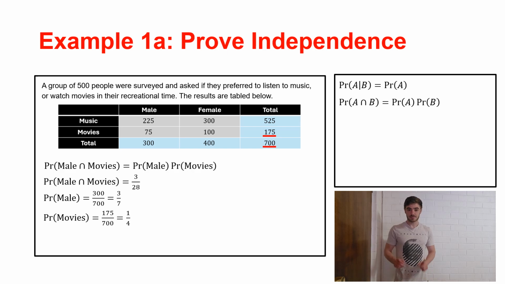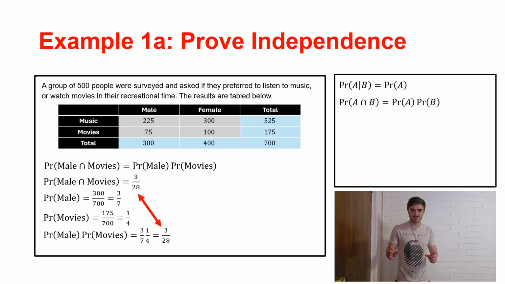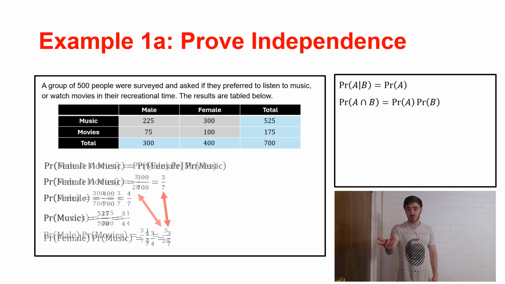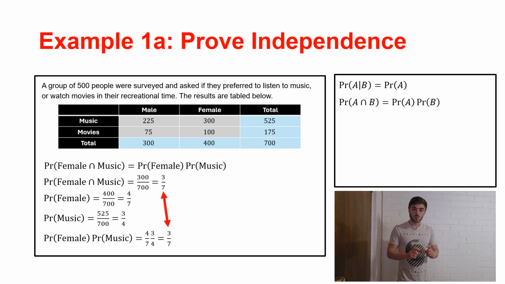All we do from here is multiply the probabilities of male and movies and see if we get the same fraction. And sure enough, we do. That result proves that male and movies are independent events. If we didn't get the same fraction, then these would not be considered independent events. By the way, here's that working out for female and music. Even though the actual fraction at the end was different, the only thing that matters is that both sides of the equation are the same thing. The intersection was the same thing as the product of each individual term.